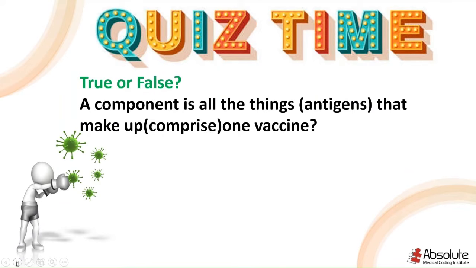So I've got the next quiz question for you. It's a true or false question. A component is all the things, antigens, that make up or comprise one vaccine. Is the statement true or false?